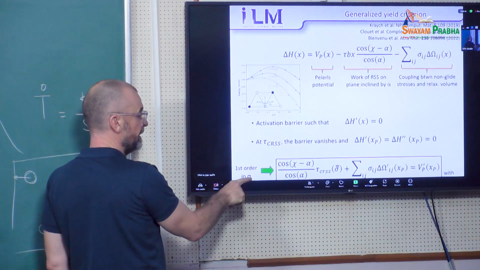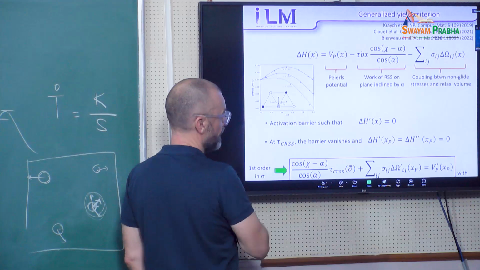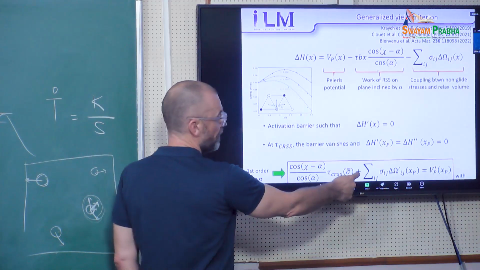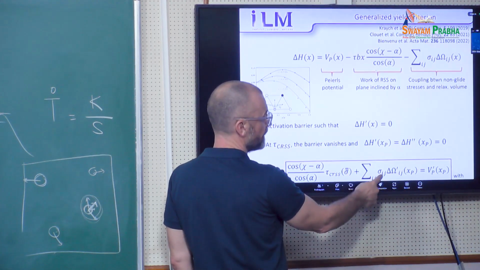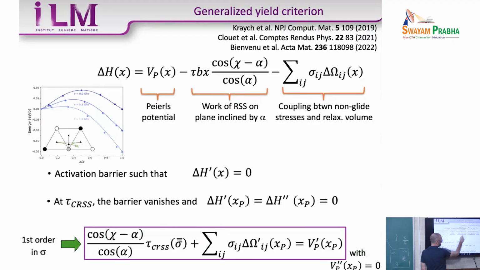But to first order in the stress tensor, you can show that the condition to be at the Peierls stress is written like so. So you have a term here times the resolved shear stress plus a sum over the elements of the stress tensor times the derivative of the eigenstrains equal a constant. This is exactly the same phenomenological form as Vitek's form. This is a linear combination of terms from the stress tensor with weights, equal to a critical value, which is here.